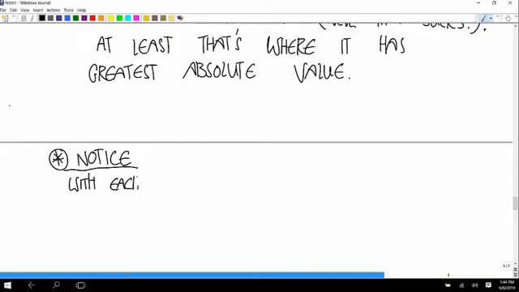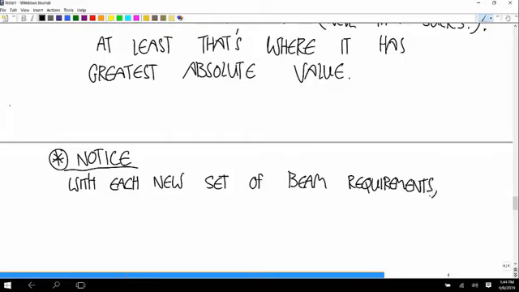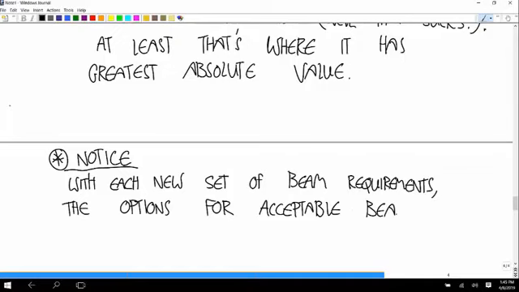And so notice, with each new set of beam requirements, the options for acceptable beams are getting reduced.